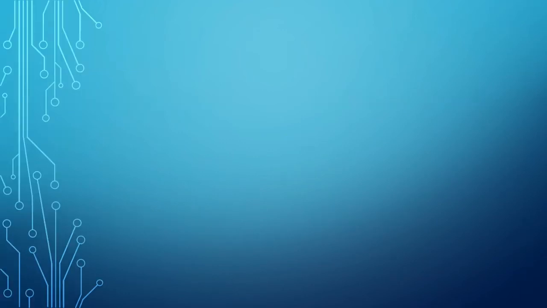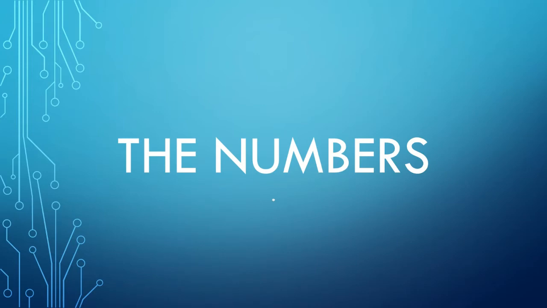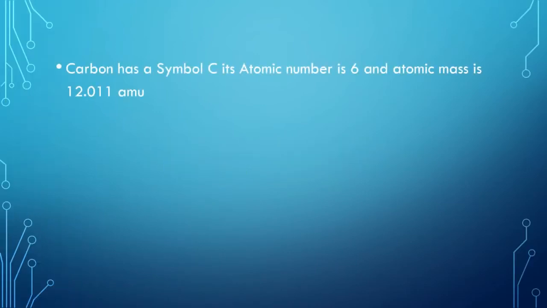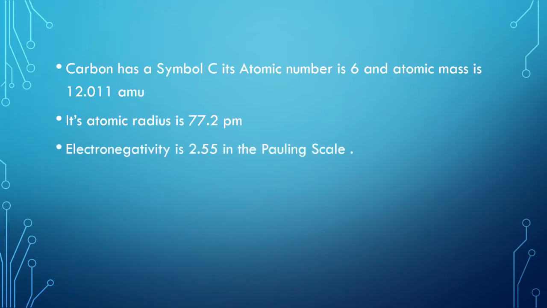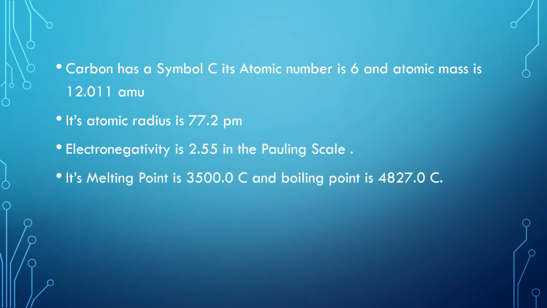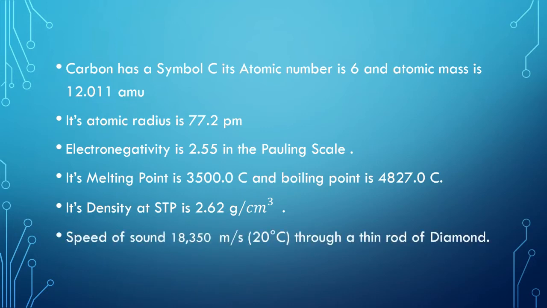So now let's discuss carbon in numbers. Carbon has the symbol C, its atomic number is 6, and its atomic mass is 12.011 AMU. Its atomic radius is 7.2 pm, pm is picometer. Electronegativity on the Pauling scale is 2.55. Its melting point is 3500 degrees Celsius and the boiling point is 4827 degrees Celsius. Its density at standard temperature and pressure is 2.62 gram per centimeter cube, and the speed of sound when it passes through a thin rod of diamond is 18,350 meter per second at 20 degrees Celsius.